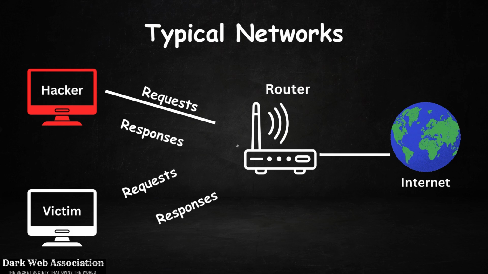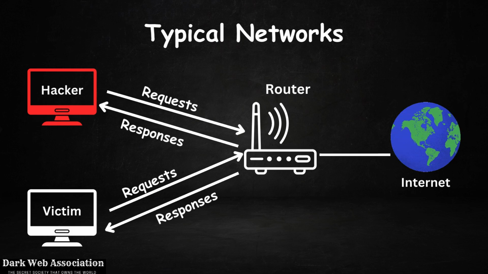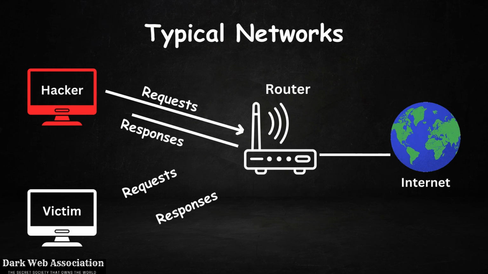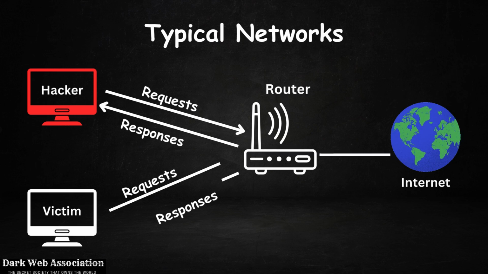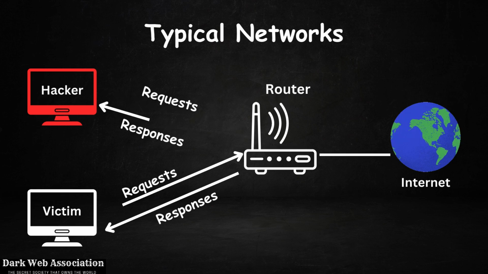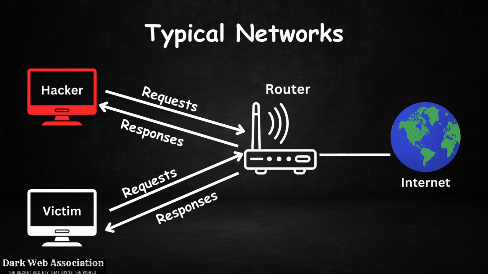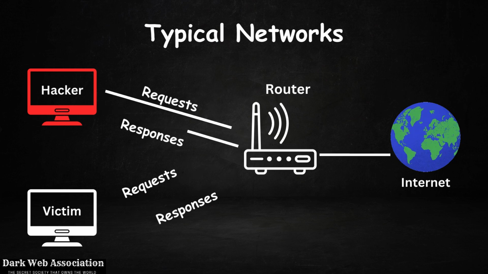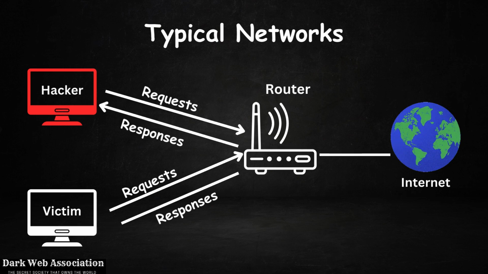So let me go back to my diagrams, and right here we have a diagram of a typical network. You can see that normally any device that's connected to the network, if it wants to send requests, it will send them to the router. The router will send that request to the internet, wait for the response, and then forward the response to the device that requested it. So if the hacker, the victim, or any other computer on the network wanted to send a request, they will send that request directly to the router.